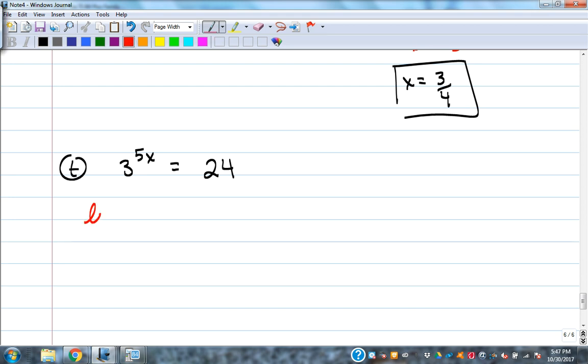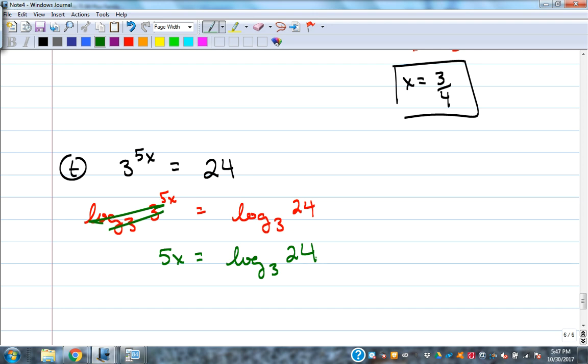So if I do log base 3 of 3 to the 5x, that'll get rid of the 3. But whatever I do on one side of the equation, I've got to do the same thing over here. These cancel. The other side, they don't cancel. Log base 3 of 24 is just a number. It's an ugly decimal number, so we're not going to change it yet. Log base 3 of 24 is a number. That's what you've got to realize.